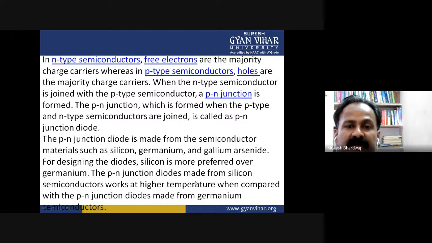In N-type semiconductor, free electrons are the majority charge carriers, whereas in P-type semiconductor, holes are the majority charge carriers. When the N-type semiconductor is joined with P-type semiconductor, a PN junction is formed. The PN junction which is formed when the P-type and N-type semiconductors are joined is called a PN junction diode. The PN junction diode is made from semiconductor materials such as silicon, germanium, gallium arsenide. For designing the diode, silicon is more preferred over germanium. The PN junction diodes made from silicon work at higher temperatures when compared with the PN junction diode made from germanium.